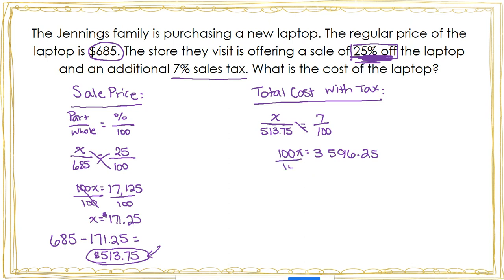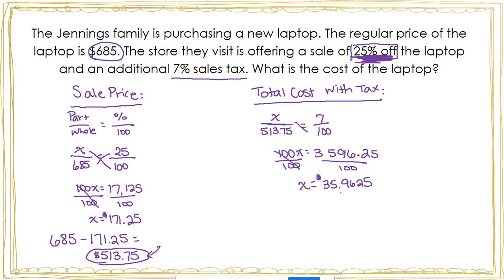Now I need to divide by 100 on both sides. These are going to cancel to leave me with x equals, and when I divide by 100 over here, I get 35.9625. Now, this represents the amount that the Jennings family is going to pay in sales tax.